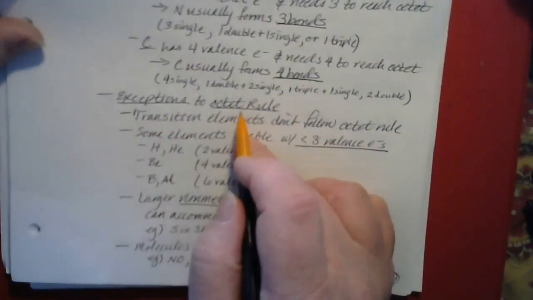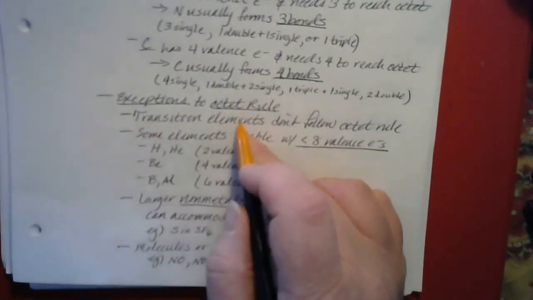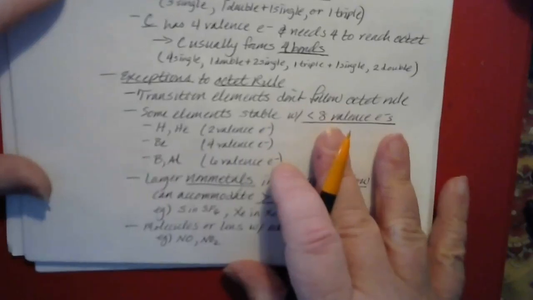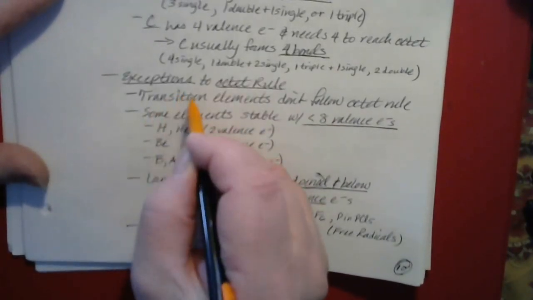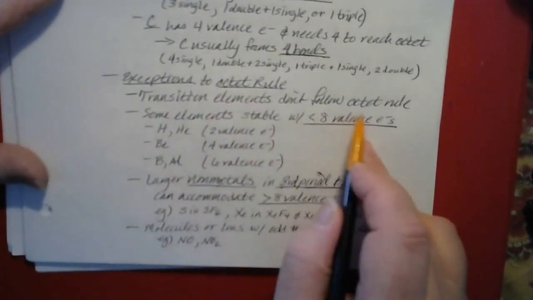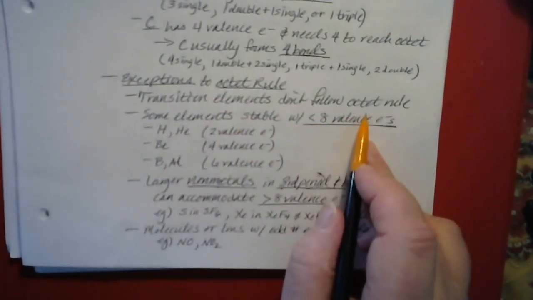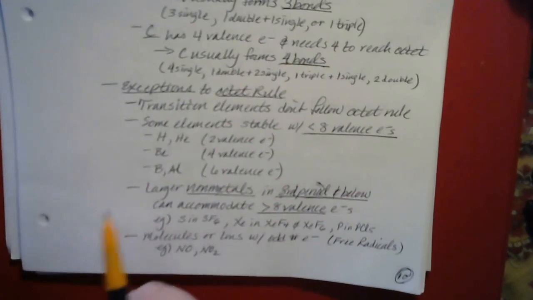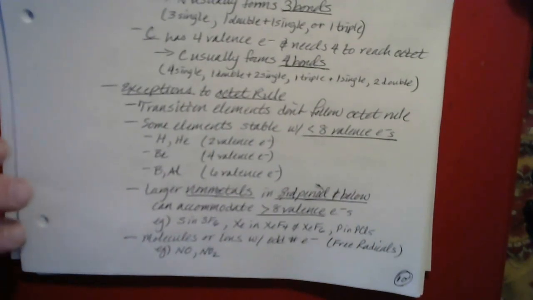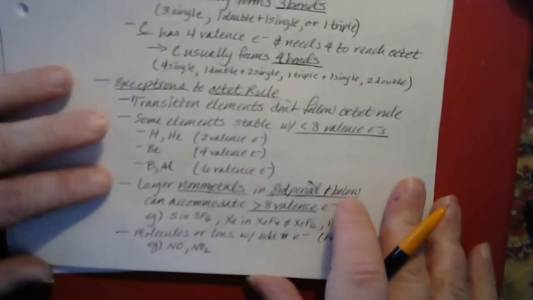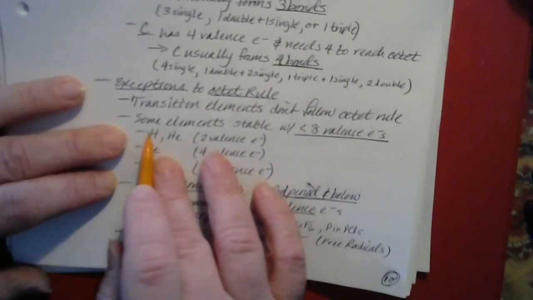Now, there are exceptions to the octet rule. Before we start getting into actually drawing Lewis structures for molecules, it's good to know that there are some exceptions to the octet rule. One of them I mentioned already, and that is that transition elements generally don't follow the octet rule. That actually generally comes down to the way we define the valence shell for transition elements, and that's basically why they don't follow the octet rule.